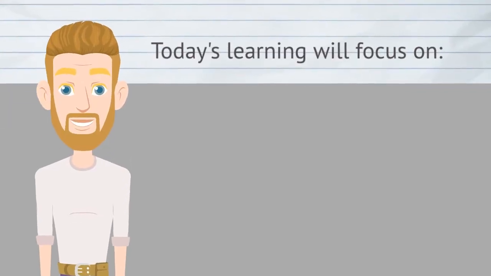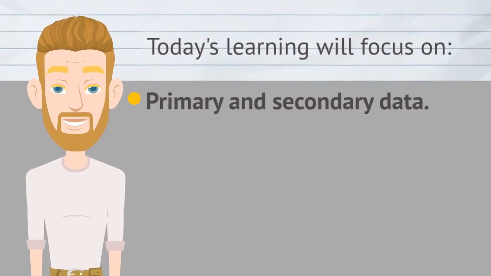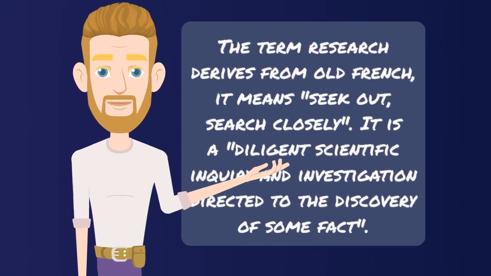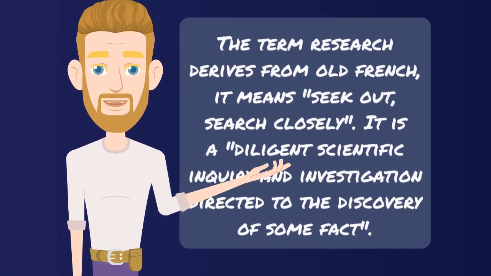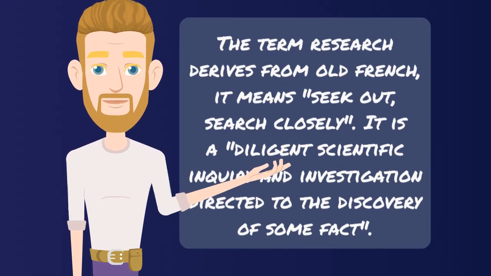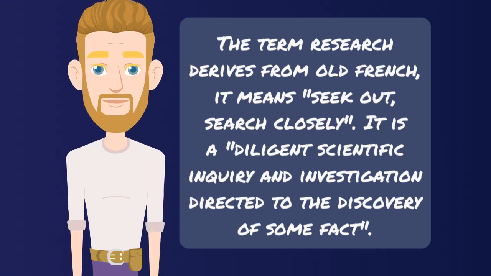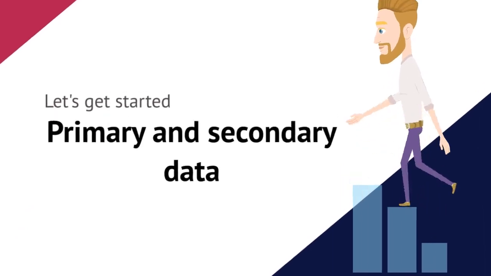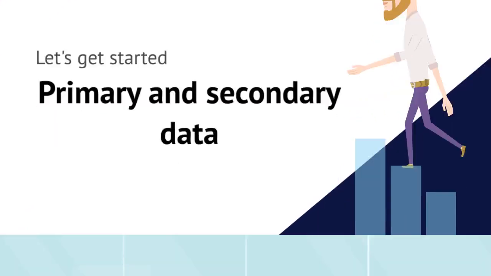Today's learning will focus on primary and secondary data, how to research and what should be included. The term research derives from Old French. It means seek out, search closely. It is a diligent scientific inquiry and investigation directed to the discovery of some fact. Let's get started. Primary and secondary data.